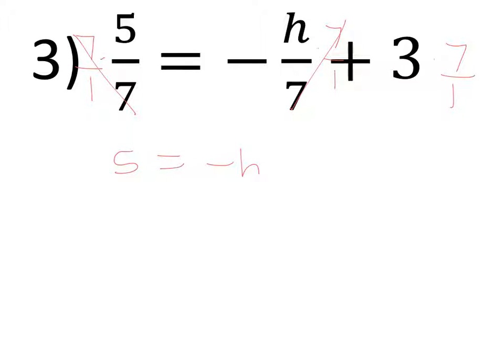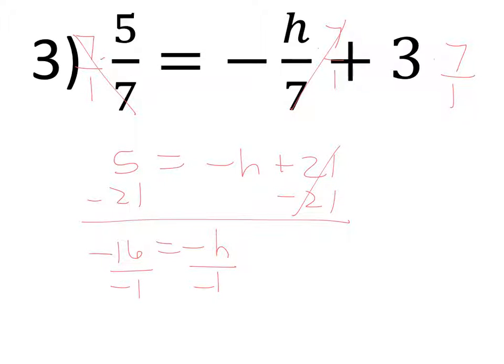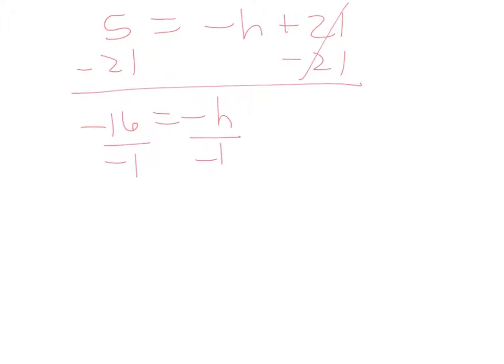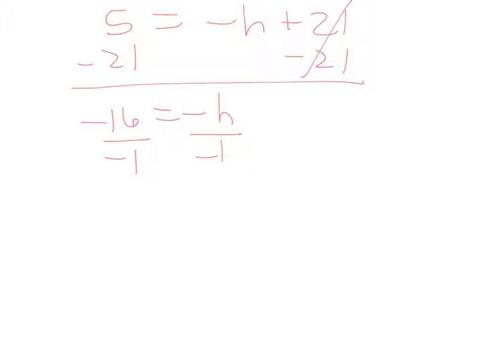And then 3 times 7 is 21. So I'm going to subtract the 21 over to the other side. That cancels, so I get negative 16 equals negative h. And then remember, there is a negative 1 in front. We need to get rid of that negative. So negative times negative will give us a positive 16.